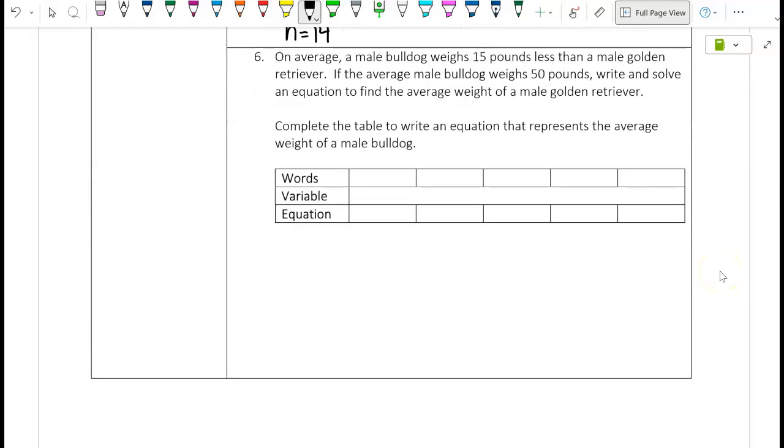All right, number 6. On average, a male bulldog weighs 15 pounds less than a male golden retriever. If the average male bulldog weighs 50 pounds, write and solve an equation to find the average weight of a male golden retriever. Now, the next sentence has an error because they're asking us about the golden retriever. It should say, complete the table to write an equation that represents the average weight of a male, and it should not say, we know how much the bulldog weighs. It should say golden retriever there.